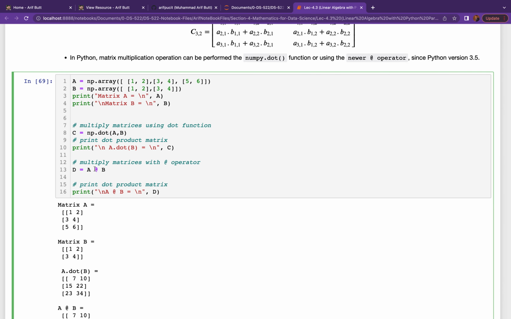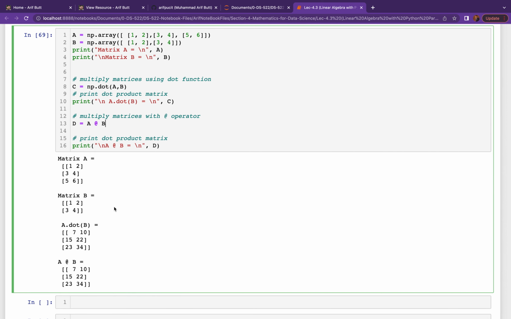You can use this at-the-rate symbol as well. This at-the-rate symbol is also doing the same task. But this is available only in Python version 3.5 onward.